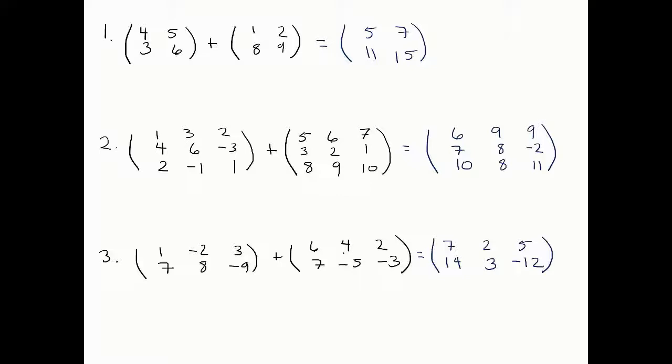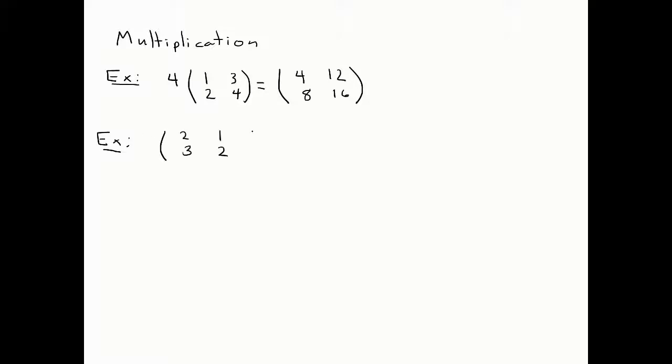Okay, now let's talk about matrix multiplication. So if you're multiplying by a scalar, and I mean just a regular old number, it's really simple. So if I just want to multiply this matrix 1, 2, 3, 4 times 4, you just multiply every single element of this matrix by 4. That's easy. Alright, but let's say you want to multiply two matrices together. Okay, let's look at an example. And again, it's really not that difficult, but it is tedious.